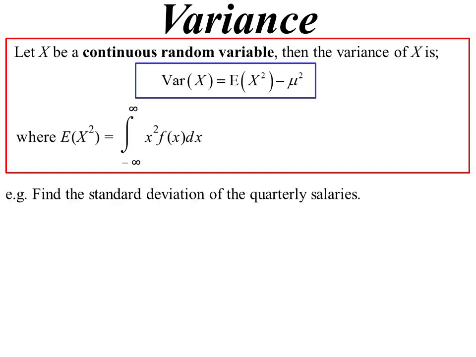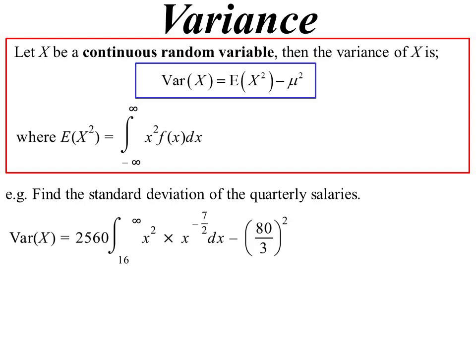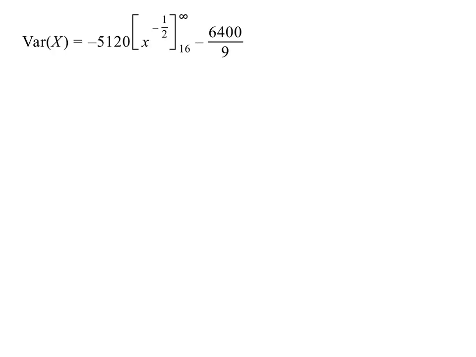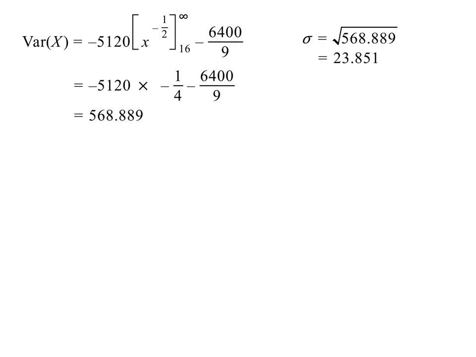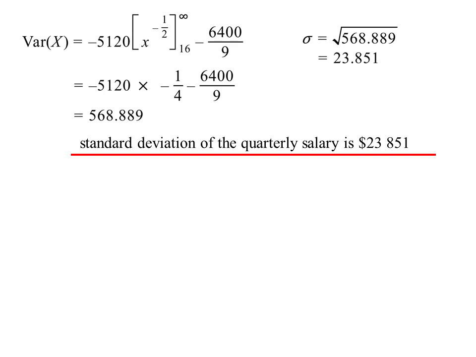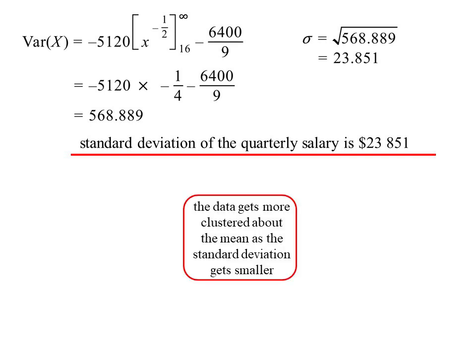Let's find the standard deviation of the salaries. The expected value of x squared, so that's x squared times x to the minus 7 on 2, minus the expected value of x, which we just worked out, 80 on 3, squared. Subbing in, and we have the variance. They want the standard deviation, which is the square root of the variance. So we get 23.851, so $23,851. Now remember, what we should find is, as the standard deviation gets smaller and smaller, then the data is going to get tighter and tighter around the mean.